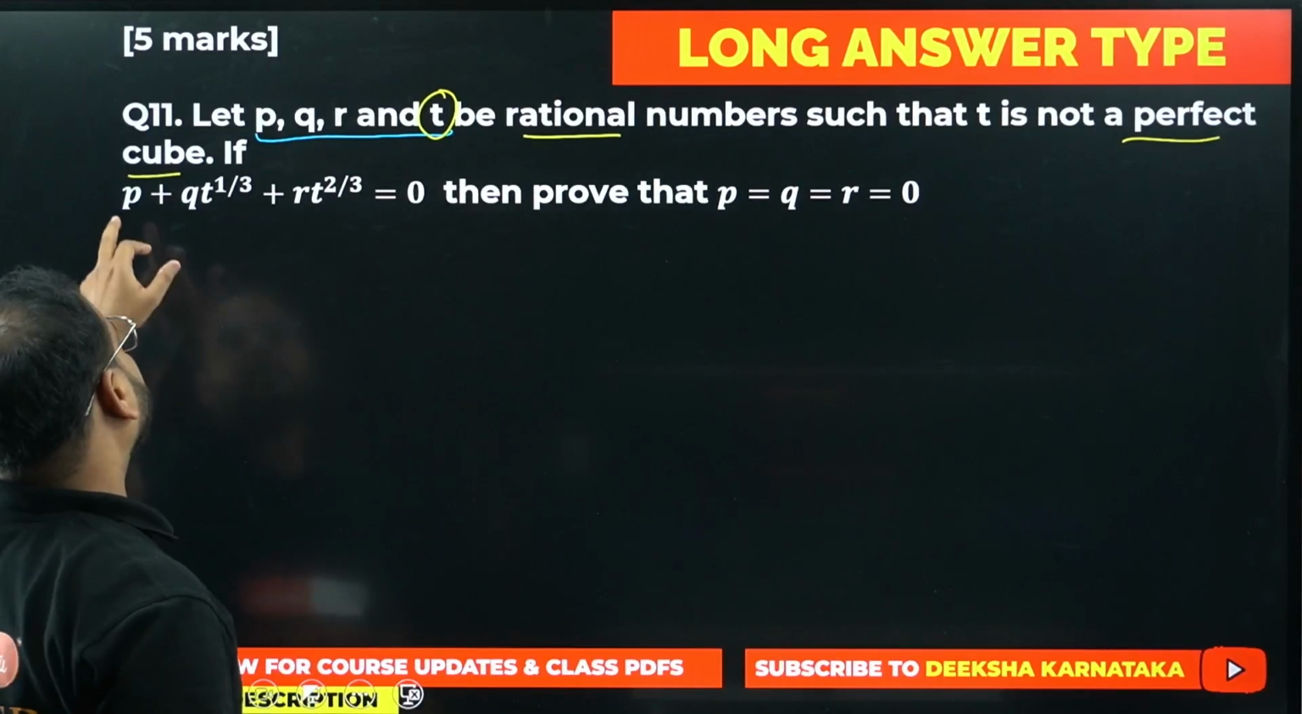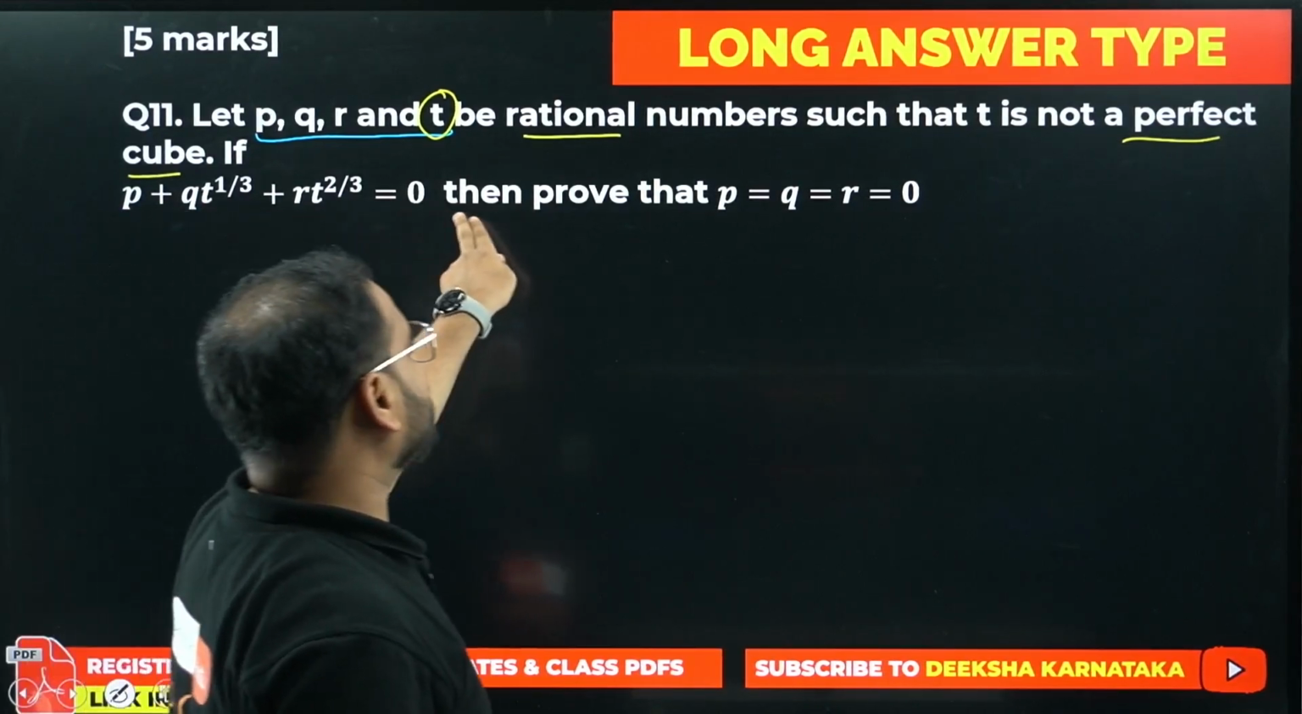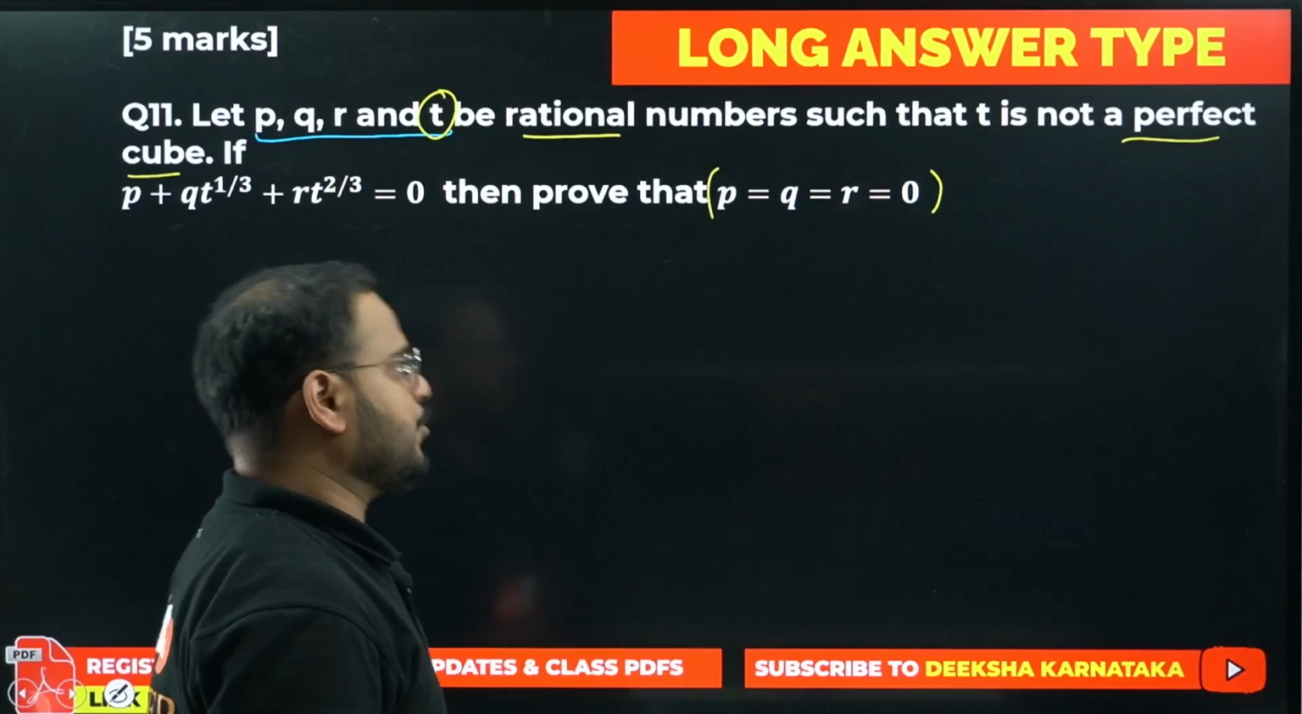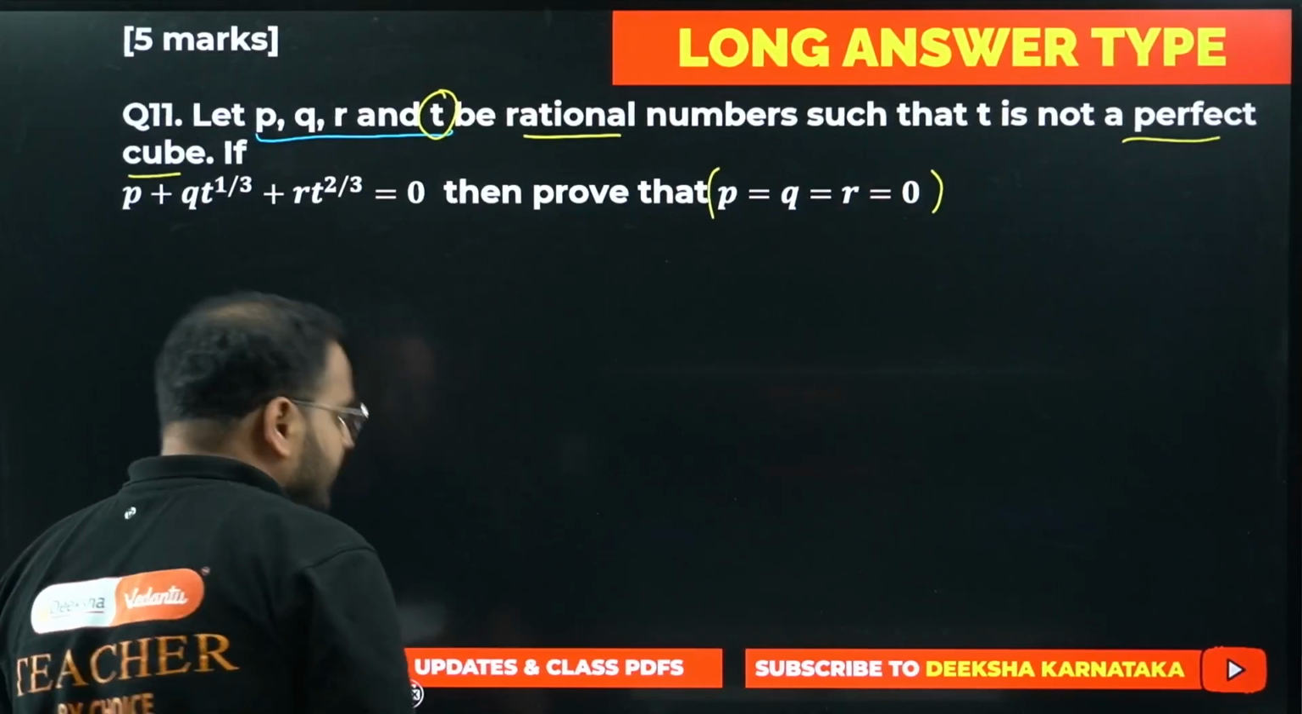Now if this whole statement is equal to 0, then prove that all the 3, P, Q, R are 0. Let's see.